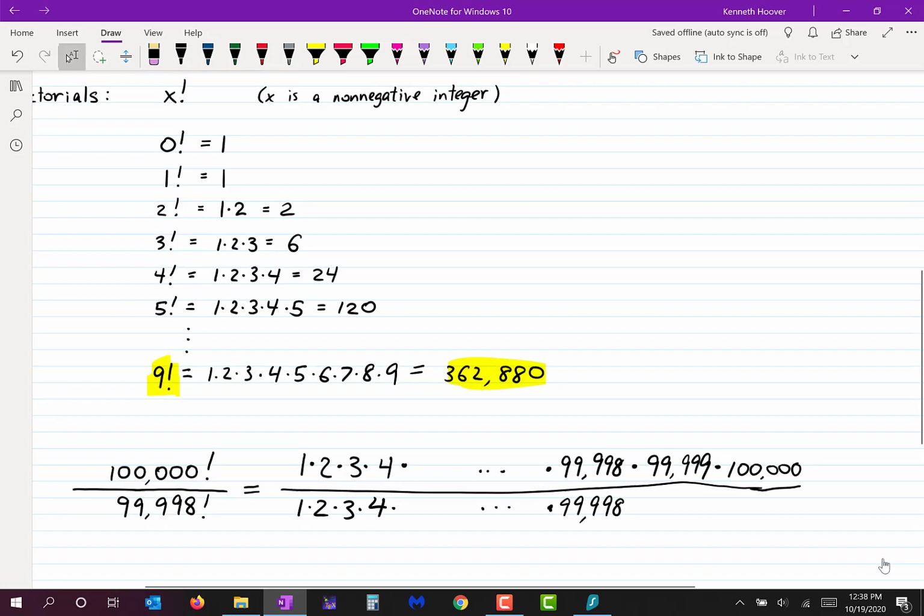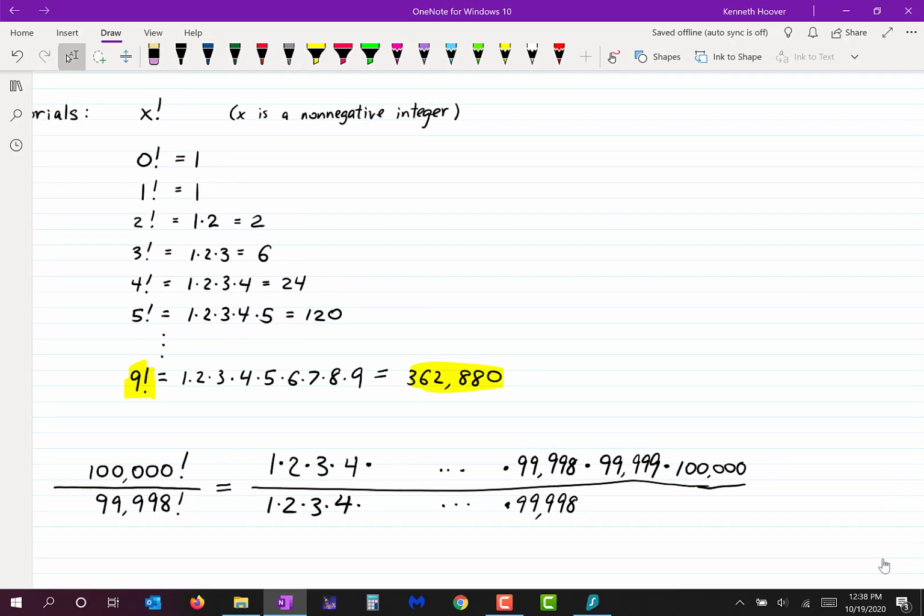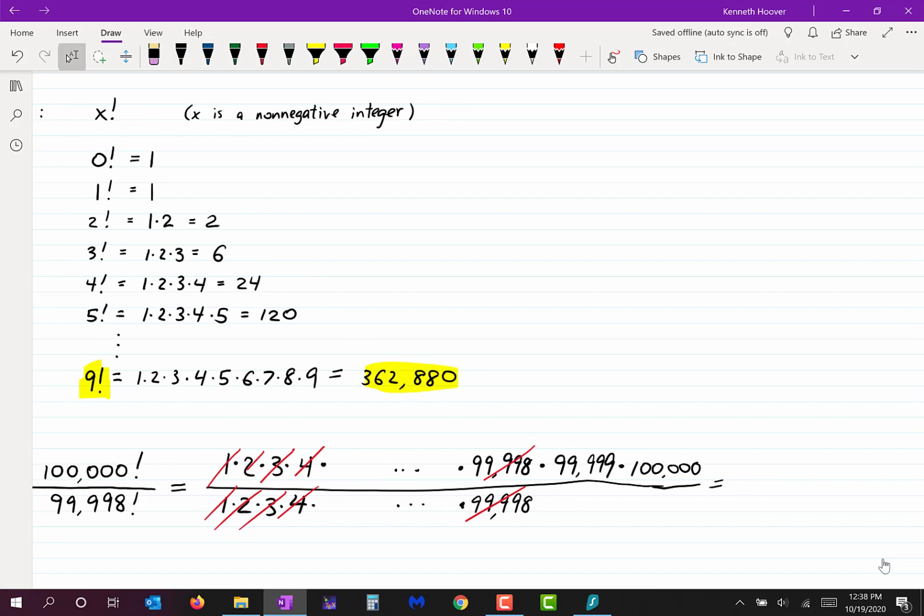Okay, well, look at this. 1's cancel, 2's cancel, 3's cancel. The first 99,998 numbers are going to cancel. And what are we left with? We are left with 5 9s followed by 5 zeros, because all I have to do is multiply those two numbers together, because they're the only thing left.